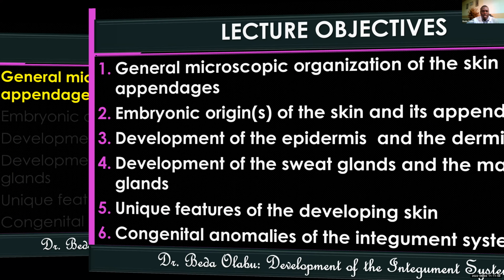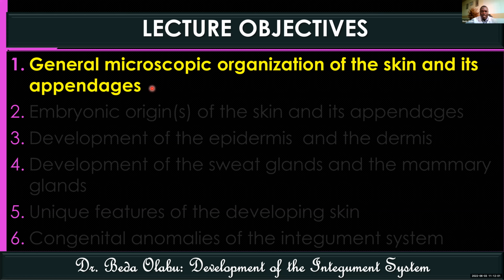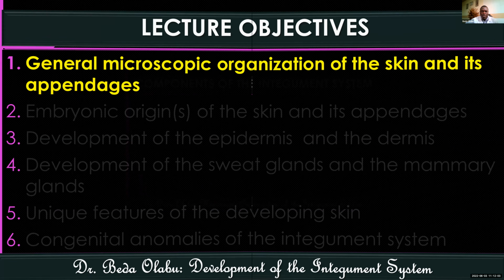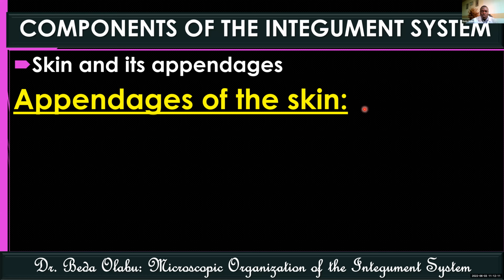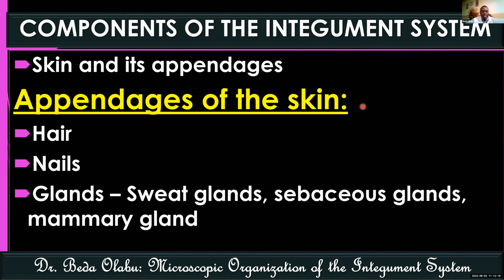So let's begin with the general organization of the skin and its appendages. We know that when we talk about the integument system in general, we are referring to the skin and its appendages. But what are these appendages of the skin? When you talk about appendages of the skin, we're referring to things like hair, nails, and various glands which are attached to the skin. We know about the sweat glands and their various types, sebaceous glands, and the way they form the pilosebaceous units, and the breast. So those are appendages of the skin.